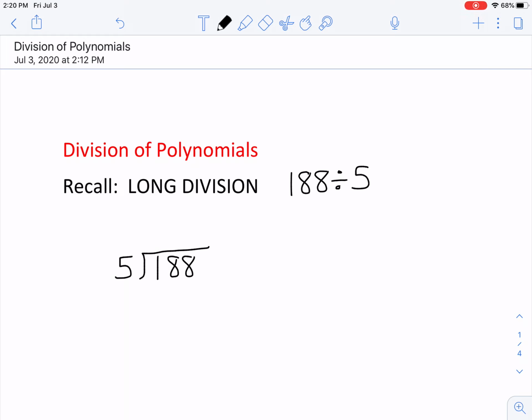Before we can do any of that, we just have to review how to divide numbers using long division and some of the terminology with that. So let's say we had 188 divided by 5. Those are kind of small, friendly numbers to work with. But we know it's not going to divide in evenly. There's going to be a remainder. So let's go through and just review some of the terminology.